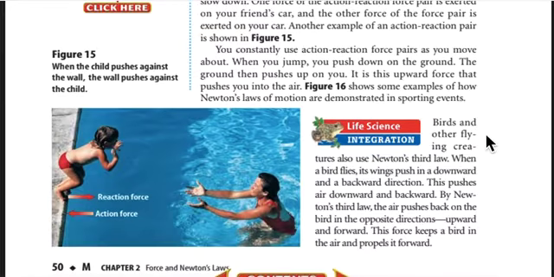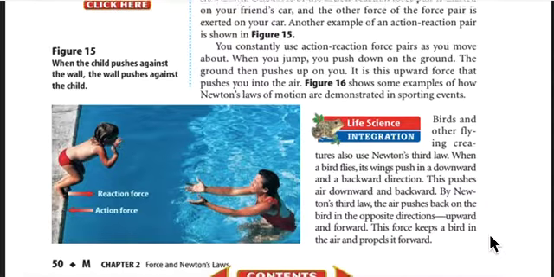Did you also know that birds and other flying creatures also use Newton's third law? When a bird flies, its wings push in a downward and backward direction. This pushes the air downward and backward. By Newton's third law, the air pushes back on the bird in the opposite direction, upward and forward. This force keeps a bird in the air and propels it forward.